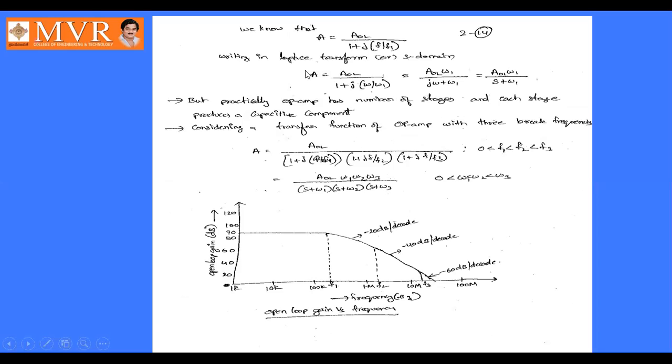Here you can see the closed loop voltage gain, which is equal to open loop voltage gain into omega 1 divided by S plus omega 1. So this is due to single corner frequency. Using this same equation, we are considering the three corner frequencies. So we are going to write the equation of closed loop voltage gain with three corner frequencies.